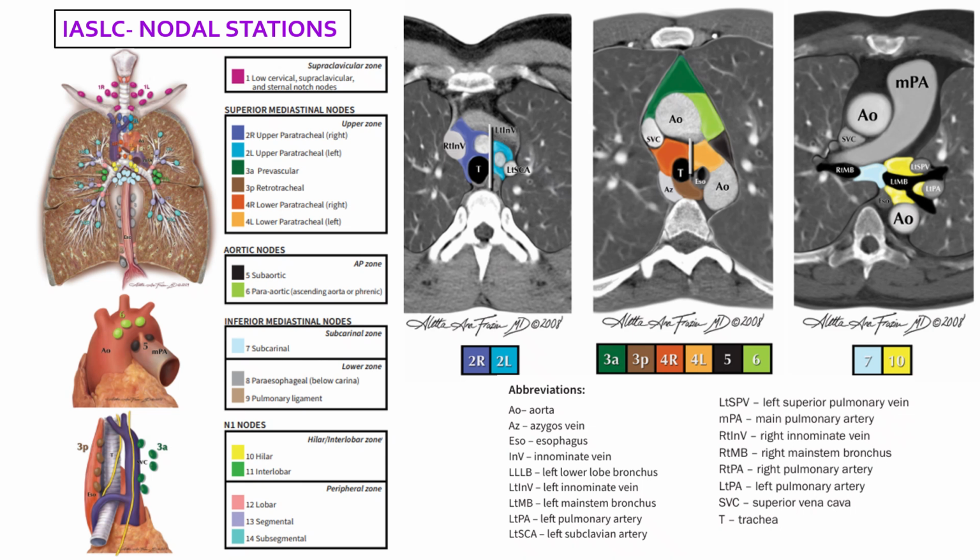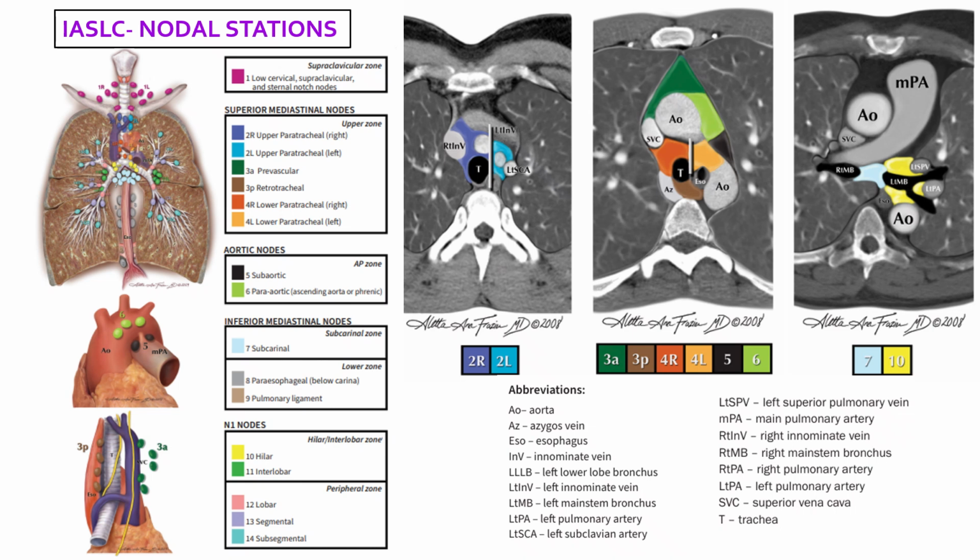Then IASLC also gives us the nodal staging. It comprises of station 1, which has lower cervical, supraclavicular, and sternal notch nodes. Station 2 is upper paratracheal right and left. Station 3 is prevascular retrotracheal. Station 4 is lower paratracheal right and left. Station 5 is subaortic. Station 6 is para-aortic. Station 7 is subcarinal. Station 8 paraesophageal. Station 9 pulmonary ligament. Station 10 to 14 is within the lung. That is 10 is hilar, 11 interlobar, 12 lobar, 13 segmental, 14 is subsegmental.